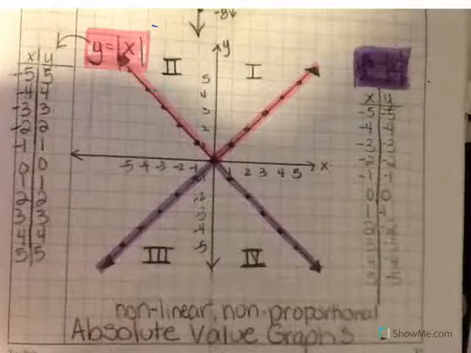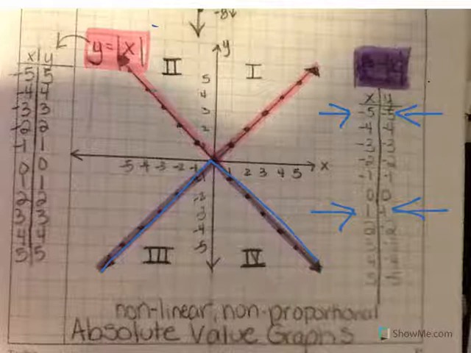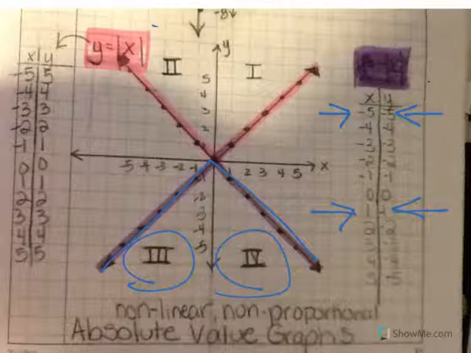So therefore, all of our negative inputs for x are going to have a negative output, and all of our positive inputs for x are also going to have a negative output, which makes this upside down V-shaped absolute value graph that falls in quadrants 3 and 4.